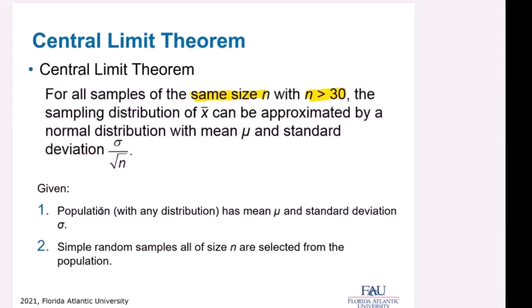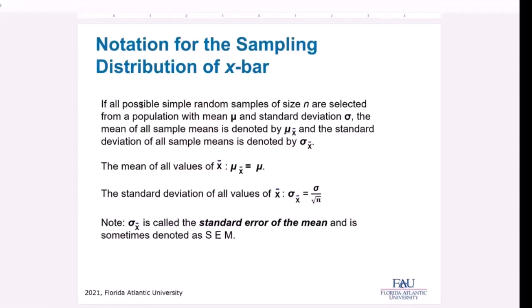We have to be given the population with any distribution. We have to know the mean and the standard deviation, and that these are simple random samples, all of the same size, and that we select from the entire population. If all possible simple random samples of size n are selected from a population with mean mu and standard deviation sigma, the mean of all the sample means is denoted by mu sub x bar, and the standard deviation of all sample means is denoted by sigma sub x bar.